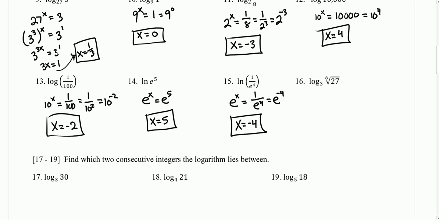16, log base 3 of the 8th root of 27 is asking the question 3 to what power is the 8th root of 27? 27 is 3 to the third power, and the 8th root of 3 to the third power is 3 to the 3/8 power. So 3 to the x equals 3 to the 3/8, so x is 3/8.